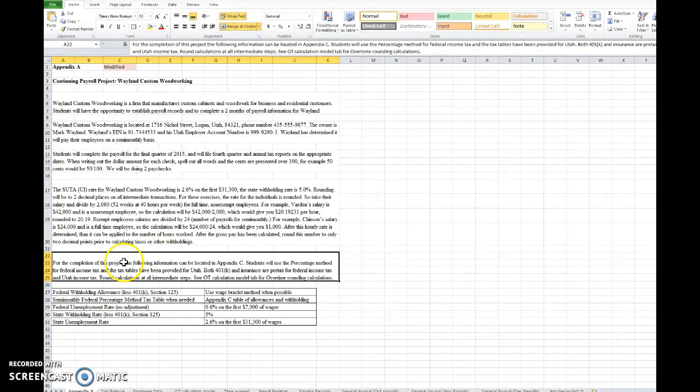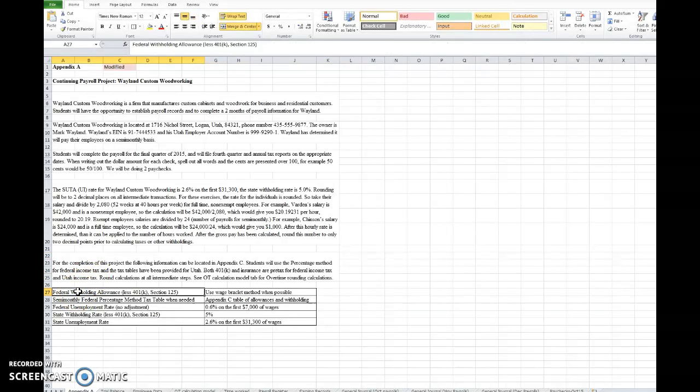What we did here is on the federal withholding, I want you to use the wage bracket method when possible. If the wage bracket method is not possible, then you're going to have to use the percentage method, and we'll walk through that in a few minutes. Now remember, the payroll itself is semi-monthly.